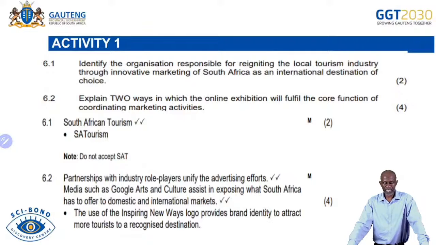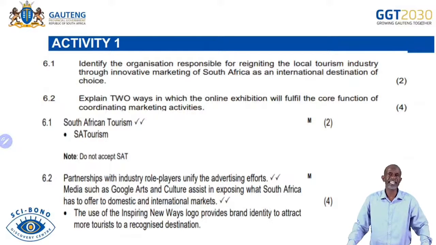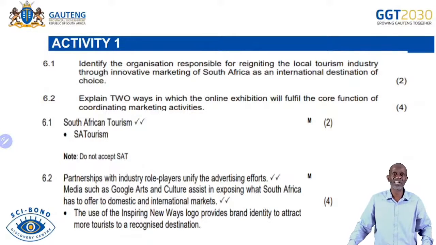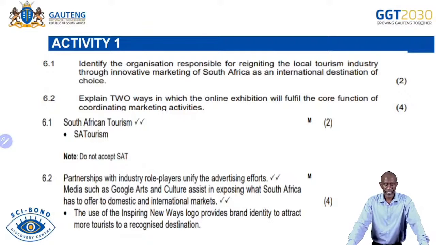The use of the Inspiring New Ways logo provides brand identity to attract more tourists to a recognized nation. So every time a tourism product is advertised and it has the brand logo on it, the Inspiring New Ways, it helps people to identify that this is a registered attraction. This is an authentic tourism product for South Africa. So these answers are all alternatives for 6.2.